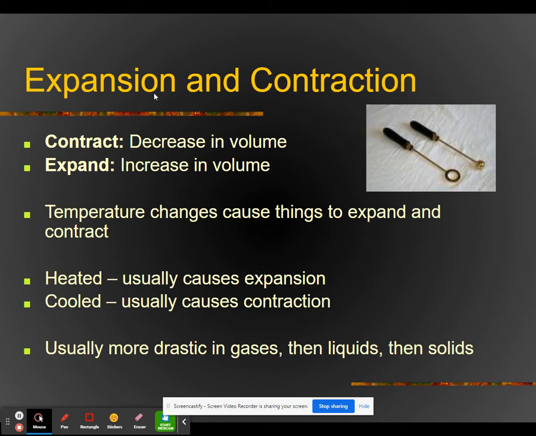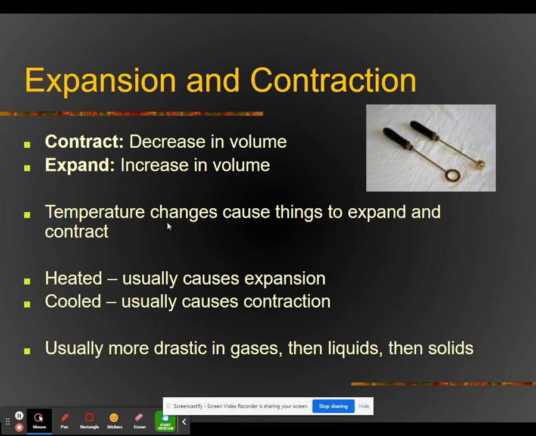Next thing we have to talk about in terms of temperature is expansion and contraction. If you picture an inflated balloon and you let a little air out of it, it's contracting. It's getting smaller, decreasing in volume or size. The flip side is if you blow more air into the balloon, you're expanding the balloon, and that is an increase in volume or size.